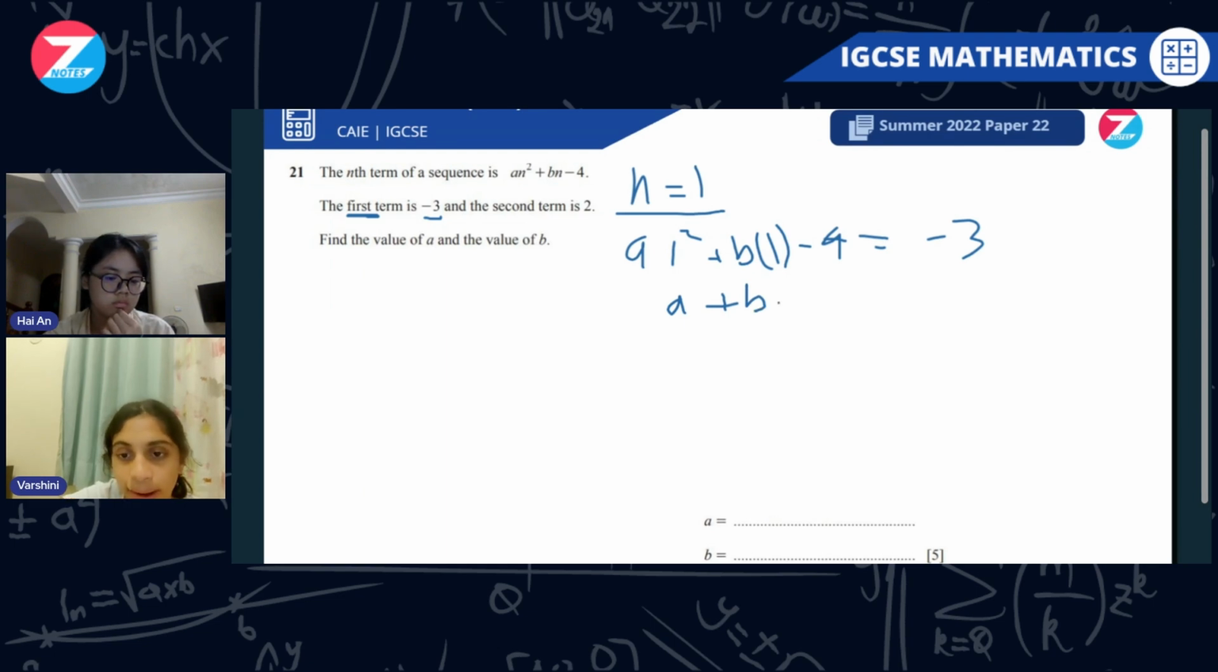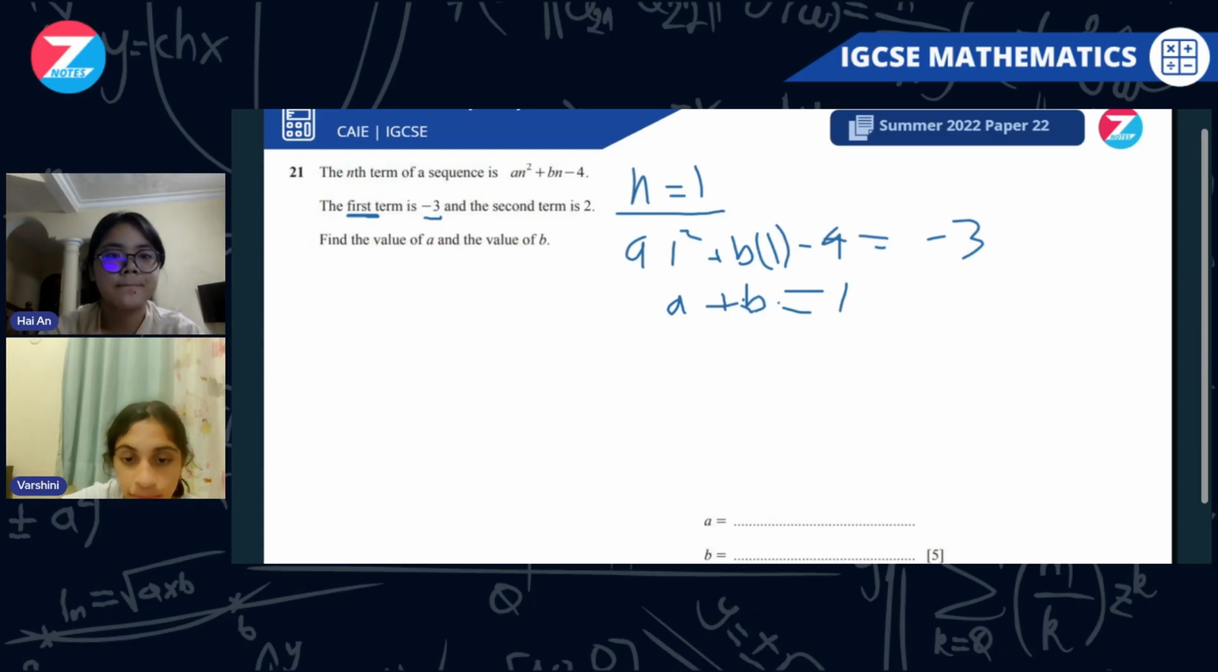Now we can take minus 4 to the other side and put it with minus 3, because they're the terms without any coefficients in front. So if we add plus 4 to both sides, we get a plus b is equal to 1.